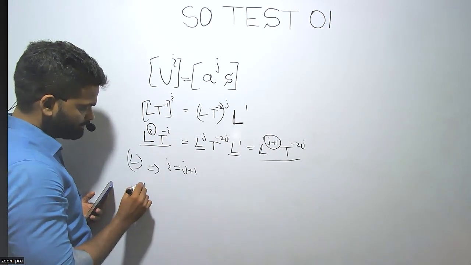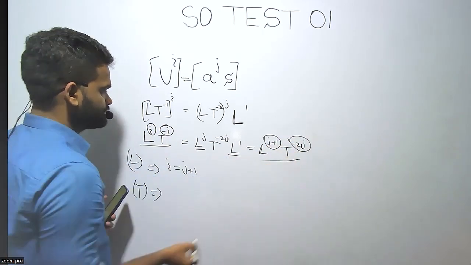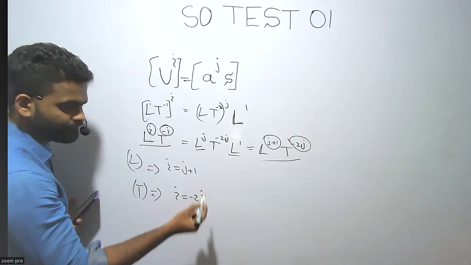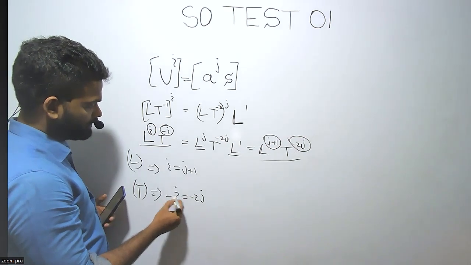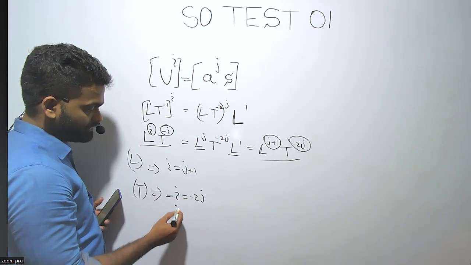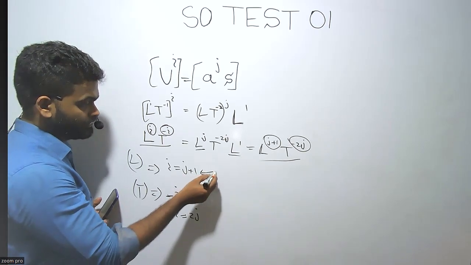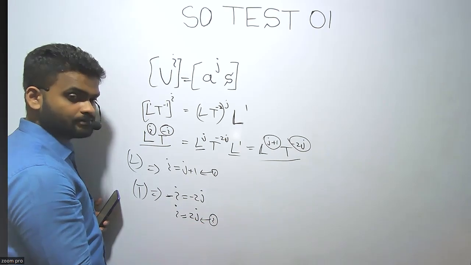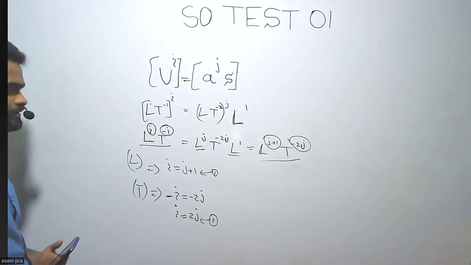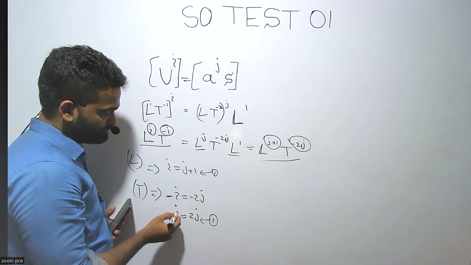Then think about T. So this power is equal to this power. According to that, minus i is equal to minus 2j. Then just multiply both sides by minus 1. So i is equal to 2j. So we have these two equations, equation one and equation two. Then you just have to solve these simultaneous equations to find i and j. Just try to do it in a simpler way.